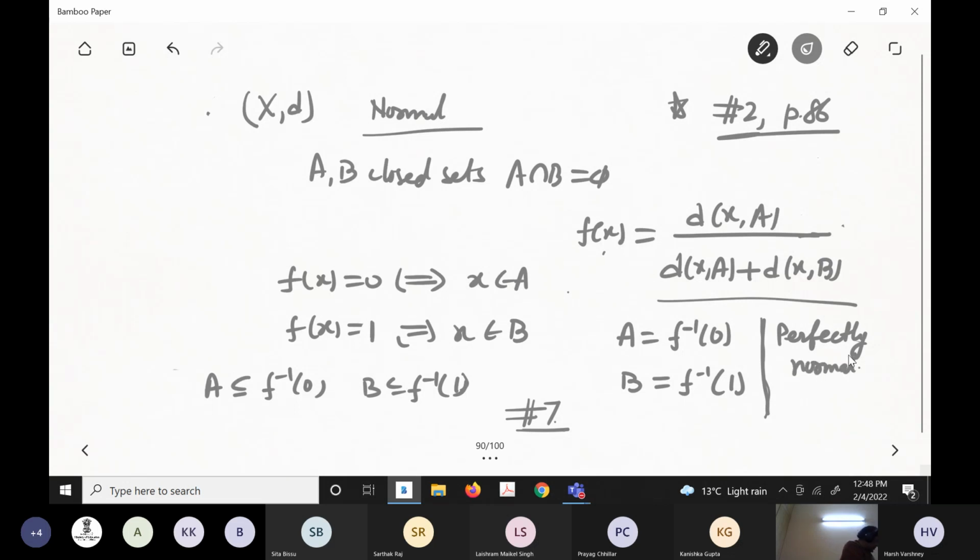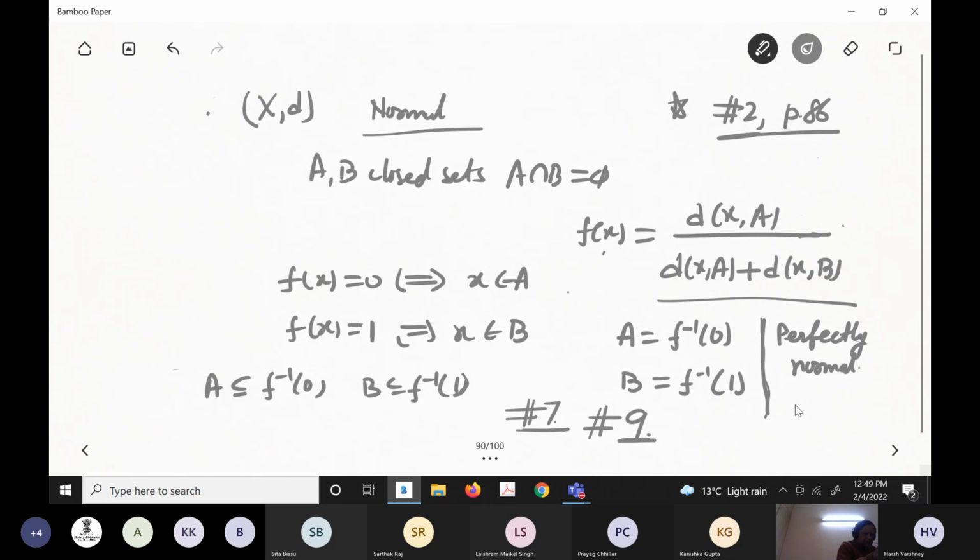So perfectly normal. I am basically taking some tutorial also. Page 86, problem number 9. Perfectly normal is stronger than normal, but it is very useful if you have it, because you're dealing directly with the functions. So make sure you do this one.